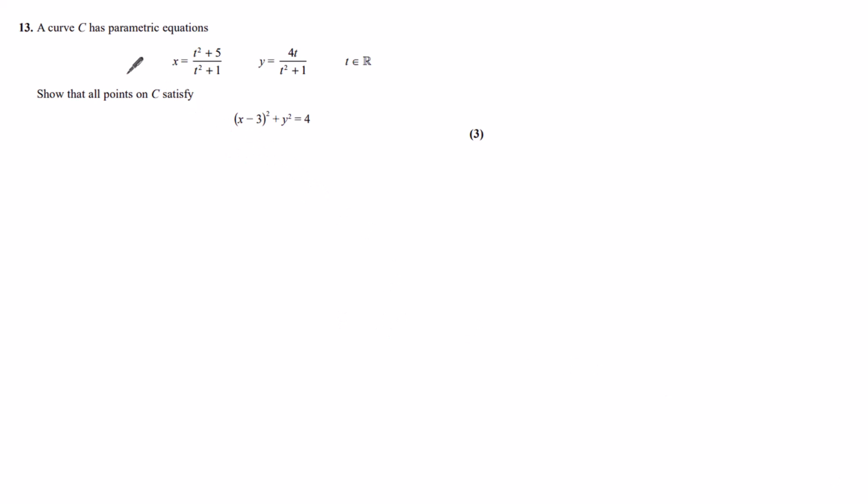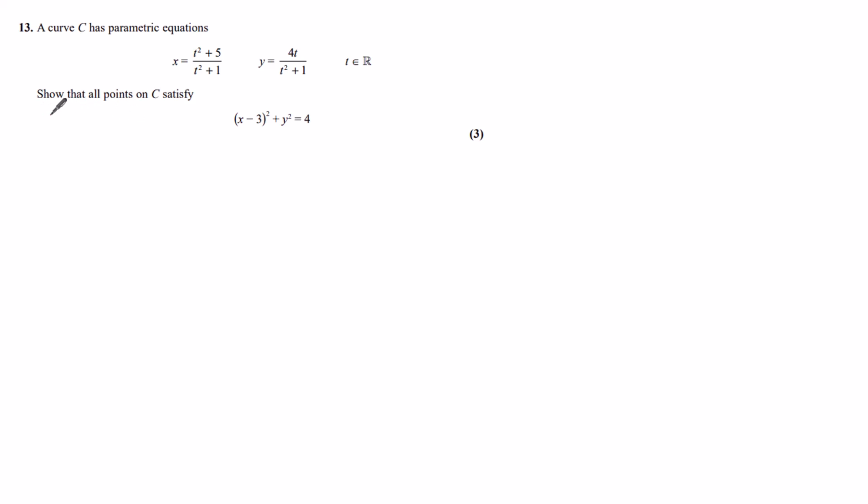Question 13. A curve C has parametric equations x equals (t squared plus 5) over (t squared plus 1) and y equals 4t over (t squared plus 1), for all t in the real numbers. Show that all points on C satisfy (x minus 3) all squared plus y squared equals 4.